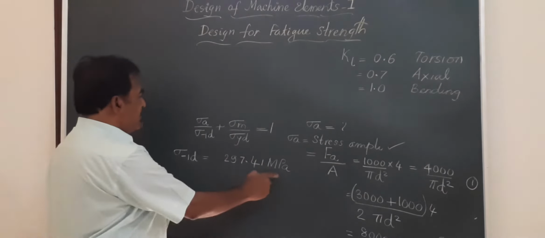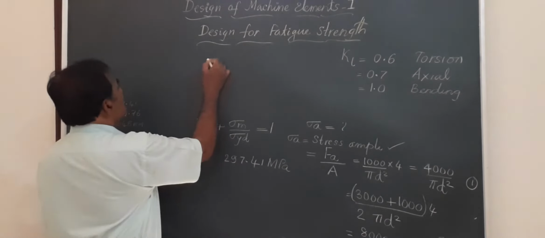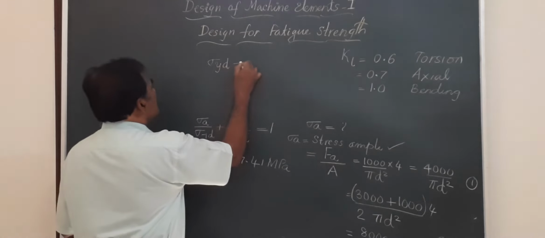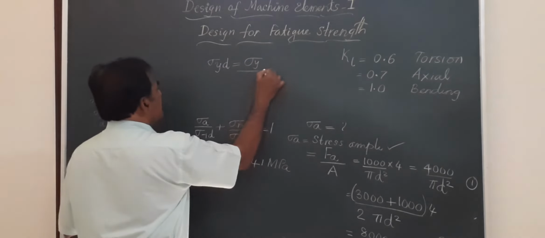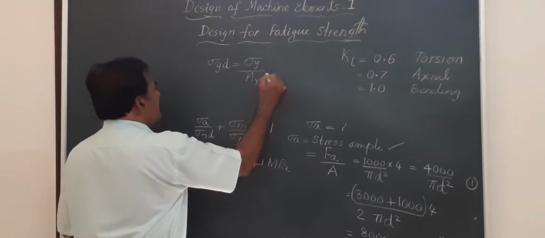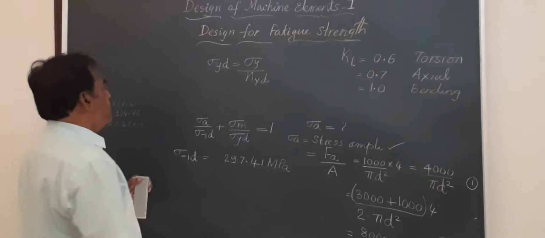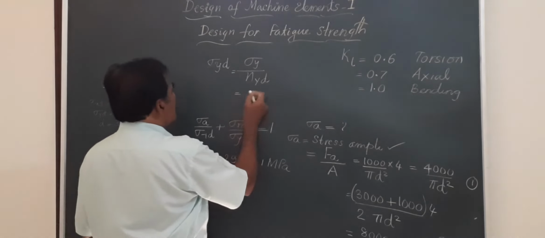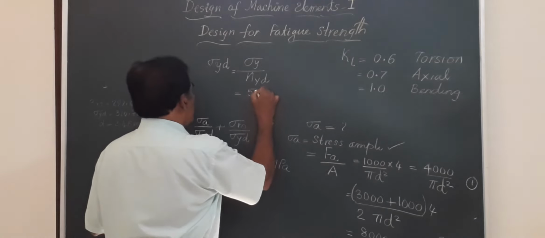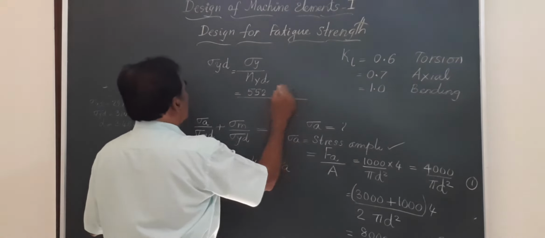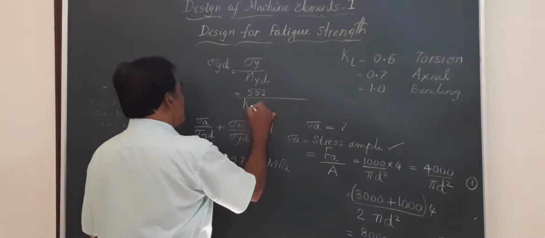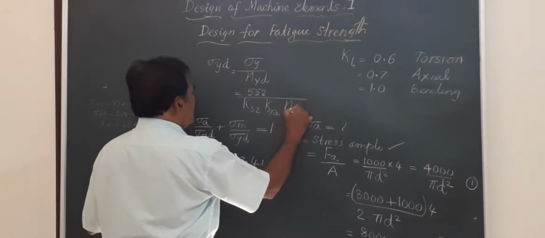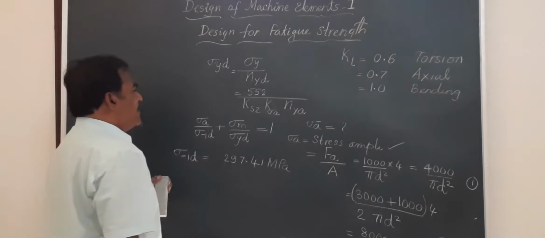Finally, we are left with finding out what is sigma yd. Friends, this d in the symbol stands for design. So sigma yd is given by sigma y, the yield stress, divided by nyd. This is the formula you have in the data handbook. So here, let's see, sigma y is given to be equal to 552 divided by nyd, which is given by the formula KSZ K sigma A nya.